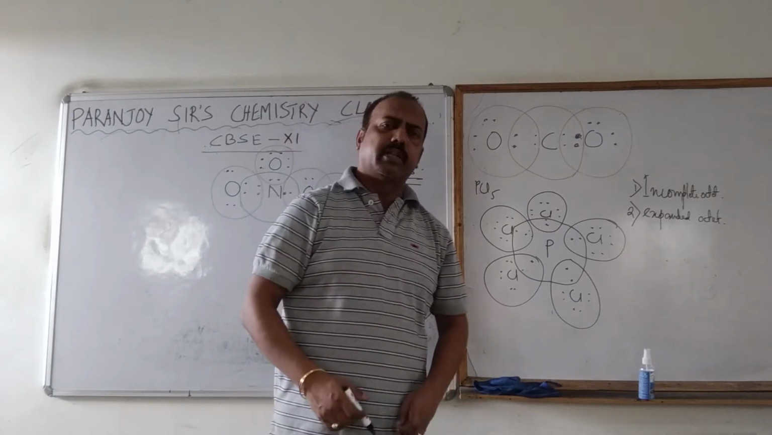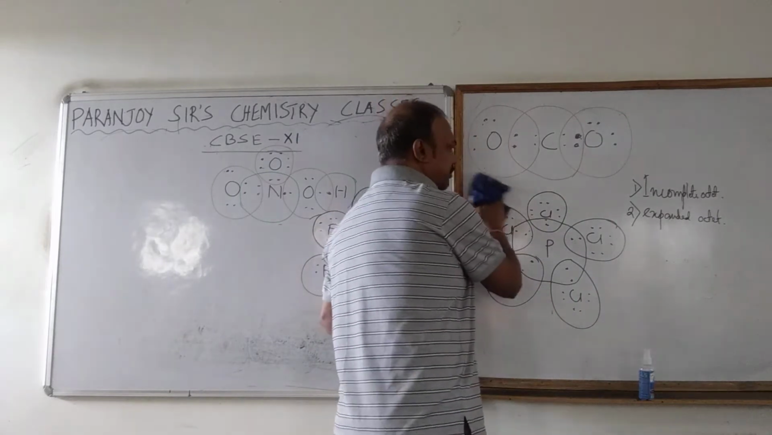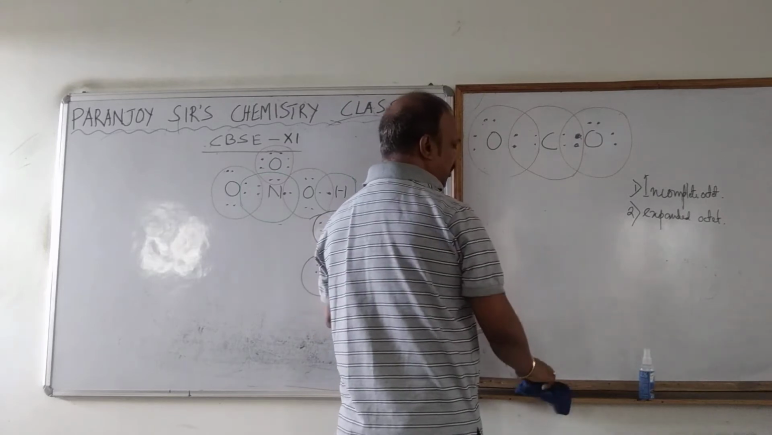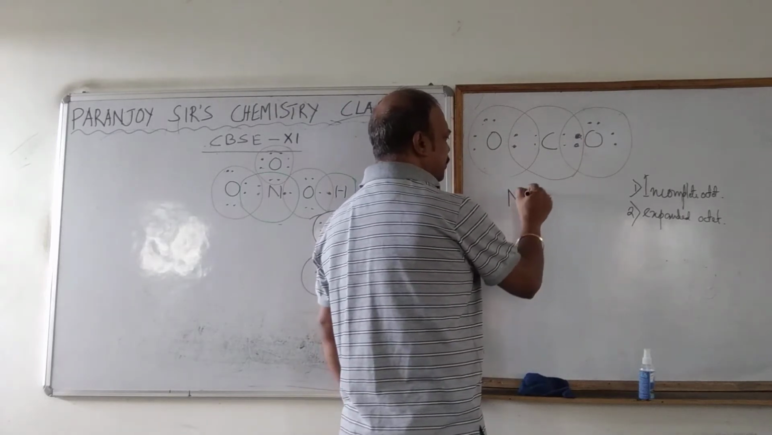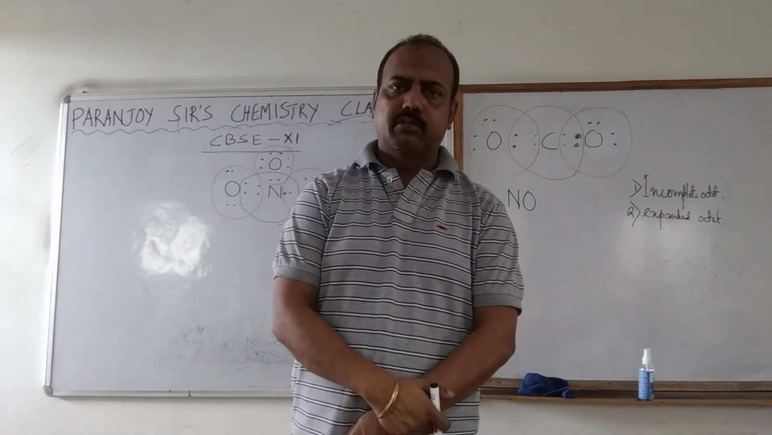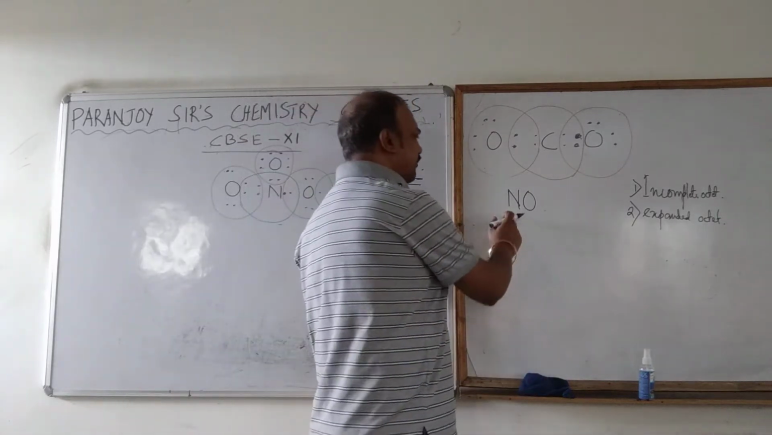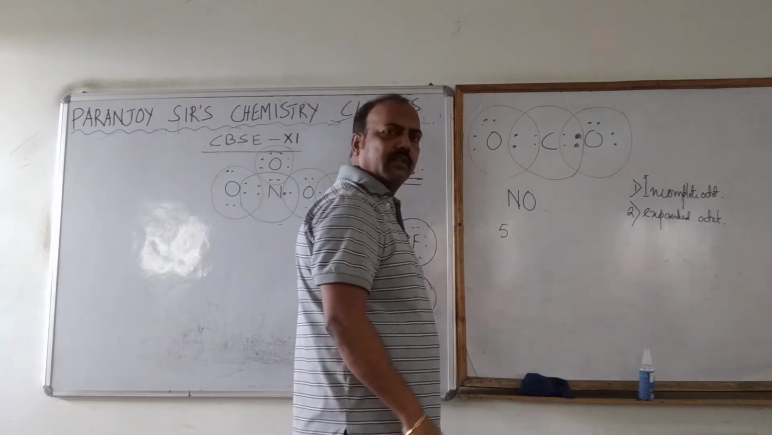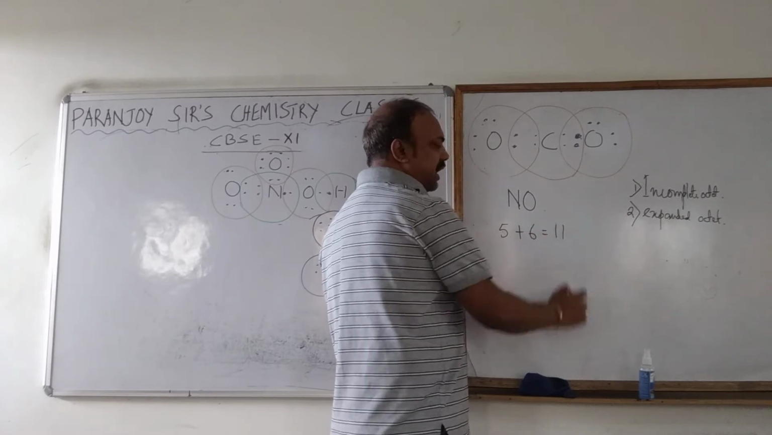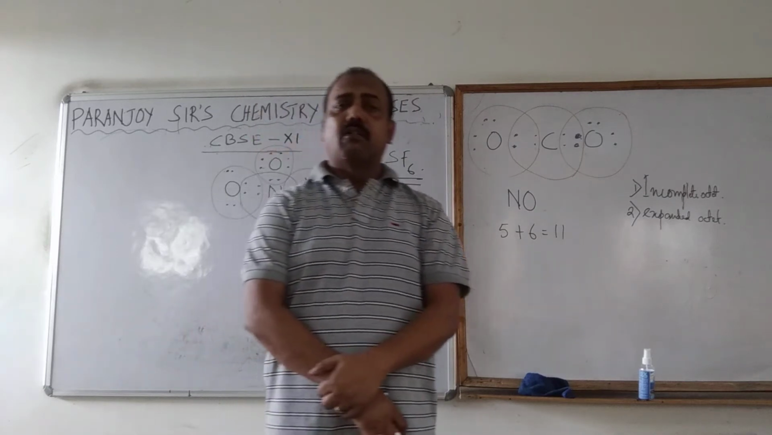Now, one more limitation is there. For example, suppose we want to explain the structure of NO, nitrogen monoxide. All of you know that nitrogen monoxide is a stable compound that exists. Let us take it as NO. Now, we won't even try to do it by the Lewis dot structure. Why, you know? Because nitrogen has 5 electrons in its valence shell and oxygen has 6 electrons in its valence shell. So there are a total of 11 electrons in the valence shell, which is obviously an odd number.